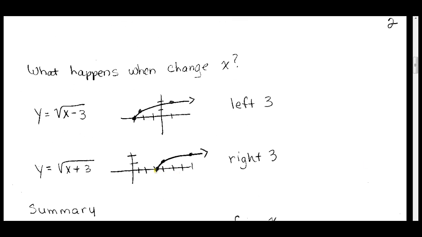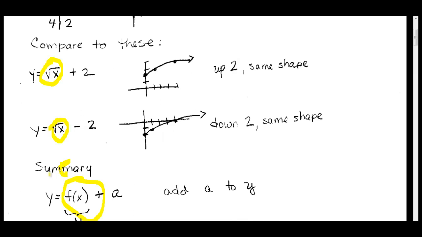What happens when we change x before the square rooting happened? I've shown you the results of two functions. At the top, you see y equals the square root of x minus 3, in which our graph seems to be the same shape and has moved to the left 3. And at the bottom, it is the square root of x plus 3, in which our graph is the same shape, except it has moved to the right 3. Take any function, add a number when it's over, and you're adding that a to y. Whether that a is a positive 2, as in our first transformation, or a negative 2, as in our second transformation.